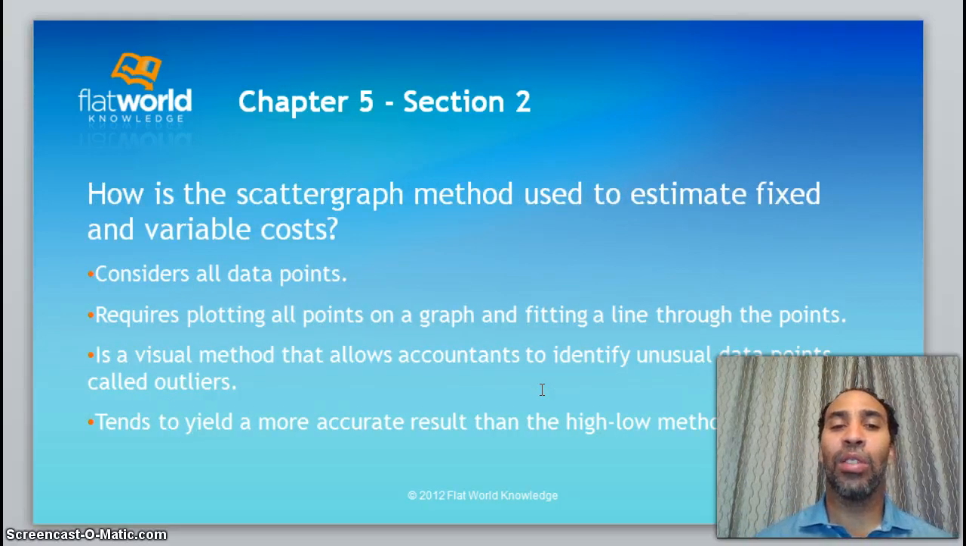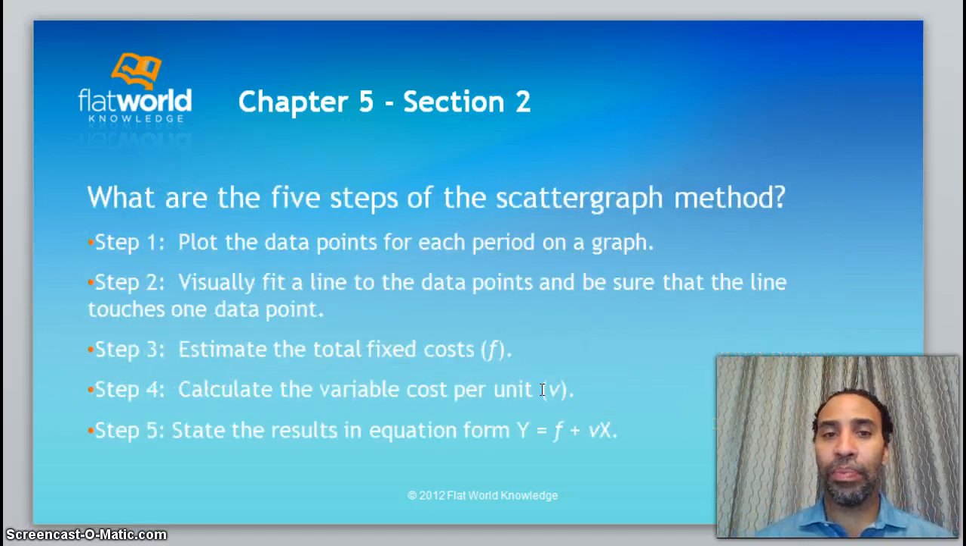So the scatter graph method is used. How is that used to estimate fixed and variable costs? One, you want to consider all data points. Two, it requires plotting all points on a graph and then fitting a line straight through the points, and you'll see that line momentarily. It is a visual method that allows accountants to identify unusual data points called outliers. So if we have 1,000, 3,000, 4,000, 2,000, 6,000, and all of a sudden we have 133,000, that will be called an outlier. It tends to yield a more accurate result than the high-low method.